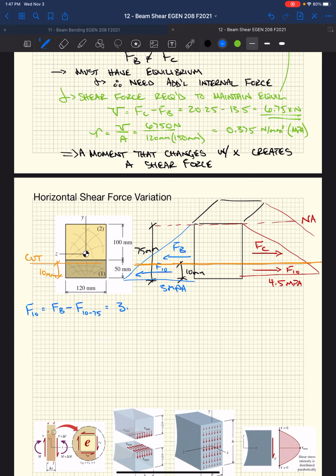We get this 3 megapascals times 1/2 times 75 times 120. This is just stuff we've done before. Minus 3 megapascals times the ratio of 65 over 75. That essentially gets us to the magnitude at the line.